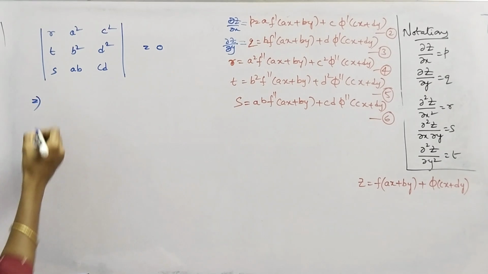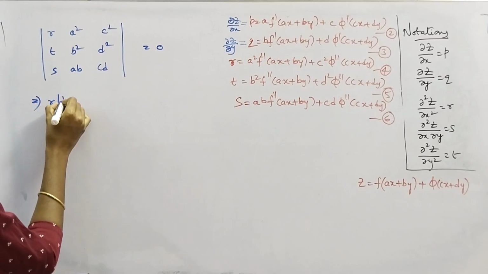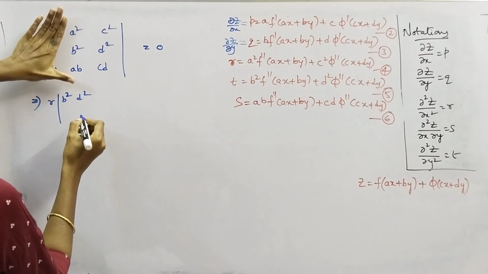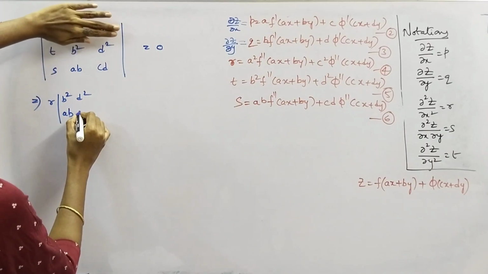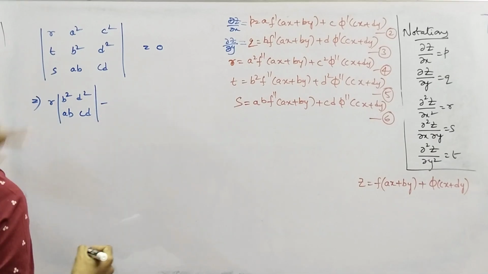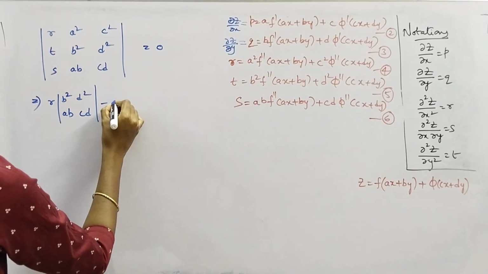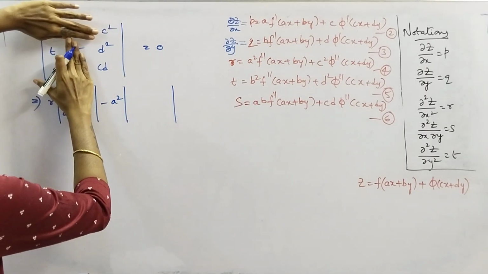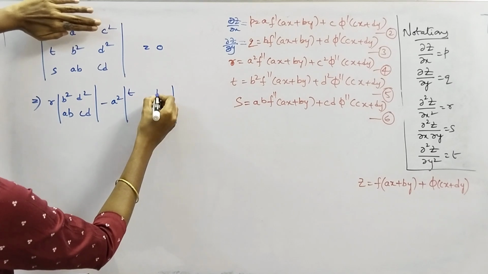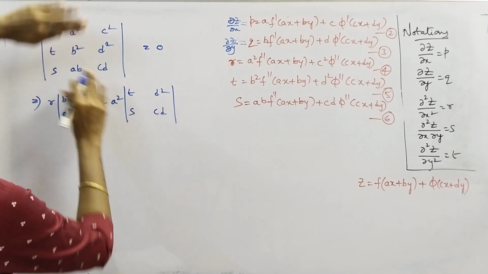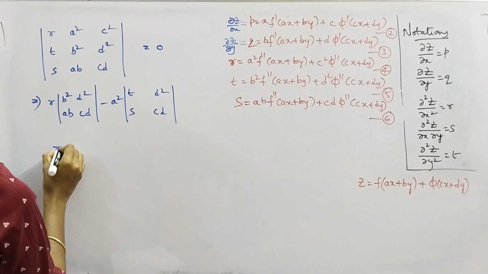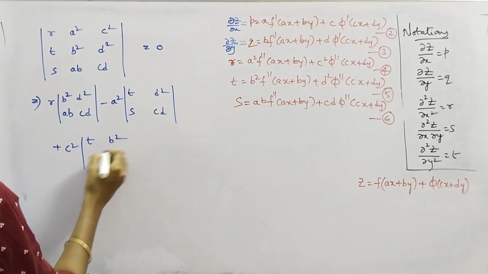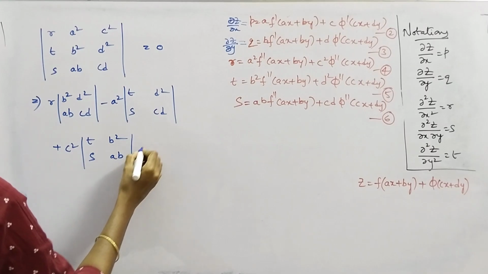This gives us r into (b²·cd − d²·ab), minus a² into (t·cd − s·d²), plus c² into (t·ab − s·b²), equal to 0.